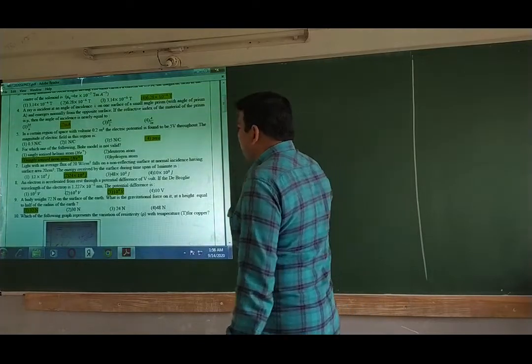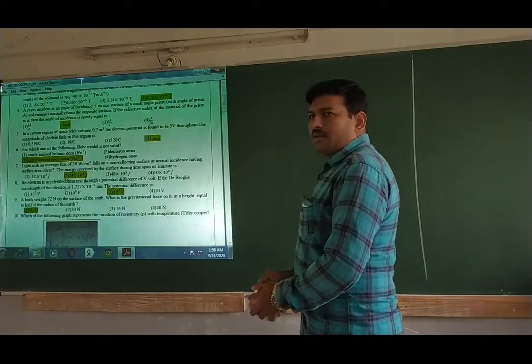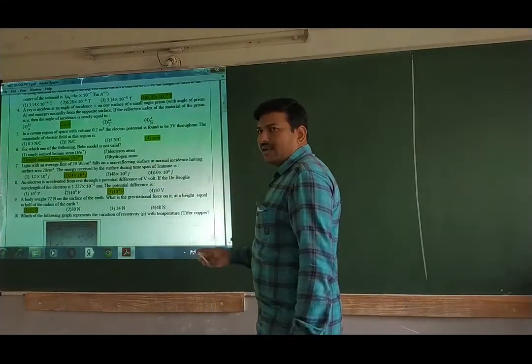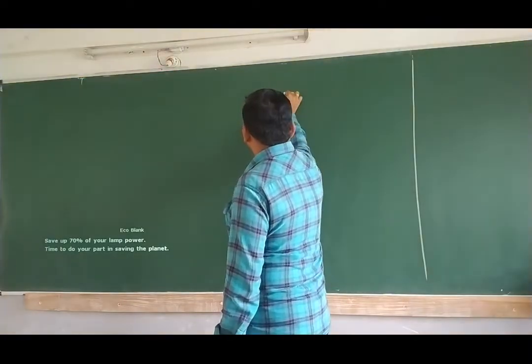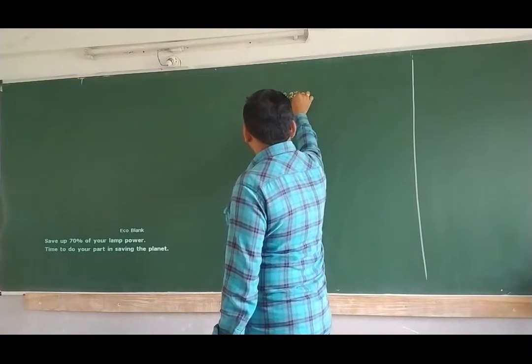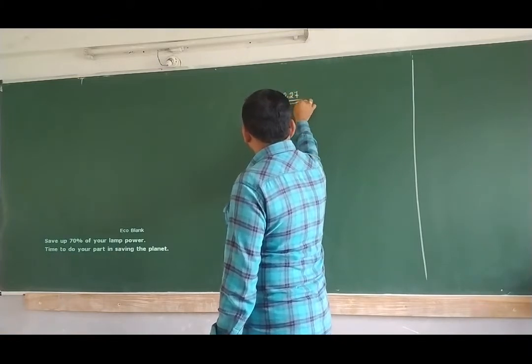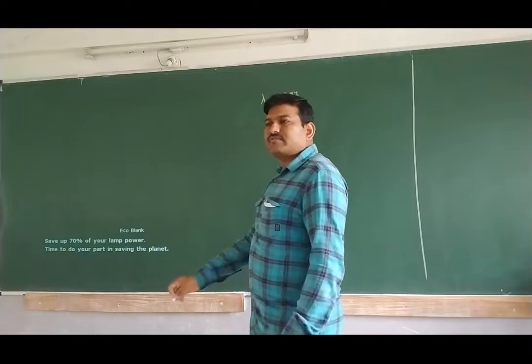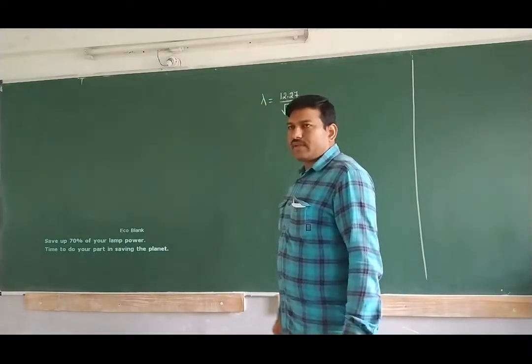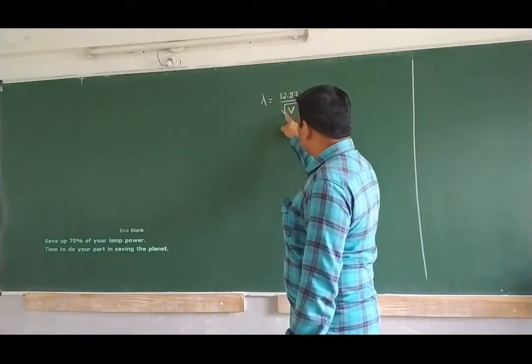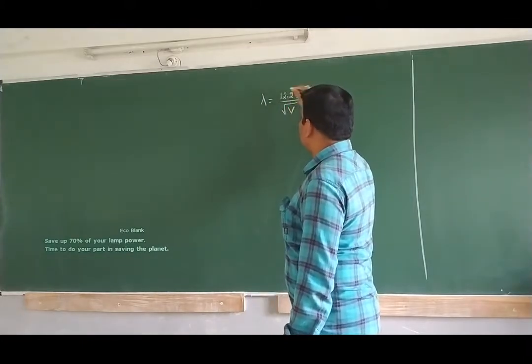We discussed one formula for calculating the de Broglie wavelength lambda. So de Broglie wavelength lambda is equal to 12.27 divided by root V. Suppose V is the accelerating voltage, then the wavelength of that de Broglie wave is equal to 12.27 divided by root V in terms of angstroms.